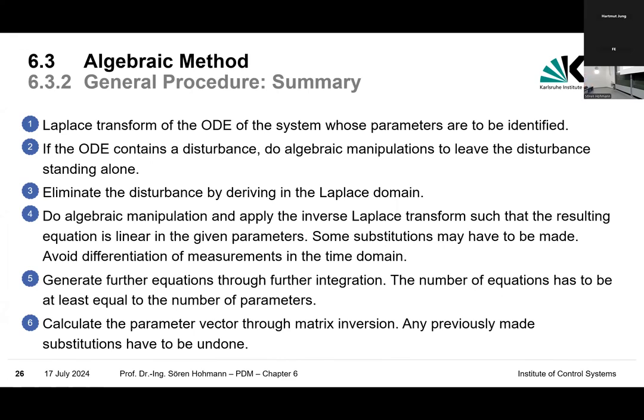If we have more than one parameter, then obviously we need more equations, and these equations can be generated in basically two ways. One way is looking at different time spans, so T0 to T1, T1 to T2, for example. If you have 3, 4, 5 parameters, you can look at different time spans. And second, we can also integrate the equation a couple of times.